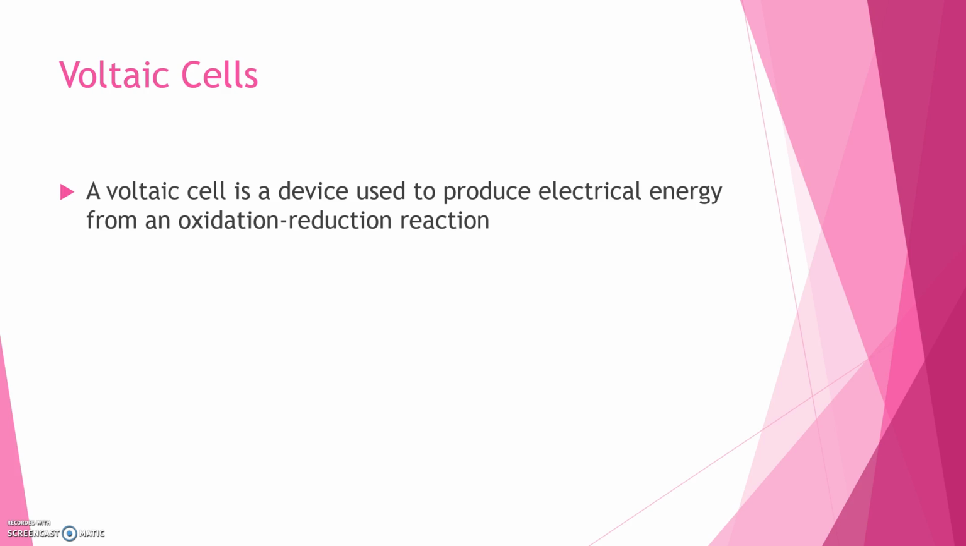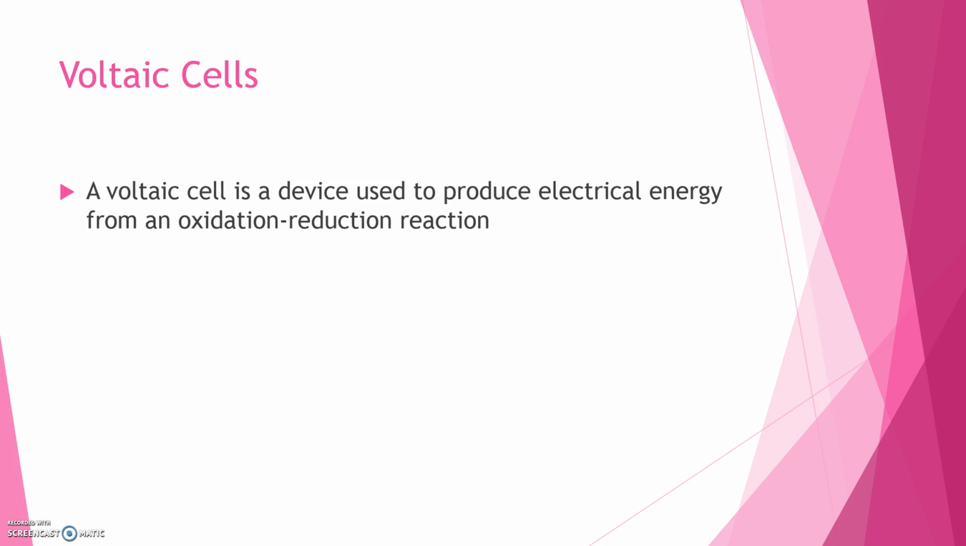It's not as hard as it necessarily appears with all of this background information, and once we get to actually applying it, it's pretty straightforward. But going through the process of understanding it can seem a little confusing because it's something so different from what we've done before. So a voltaic cell is a device used to produce electrical energy from an oxidation-reduction reaction.